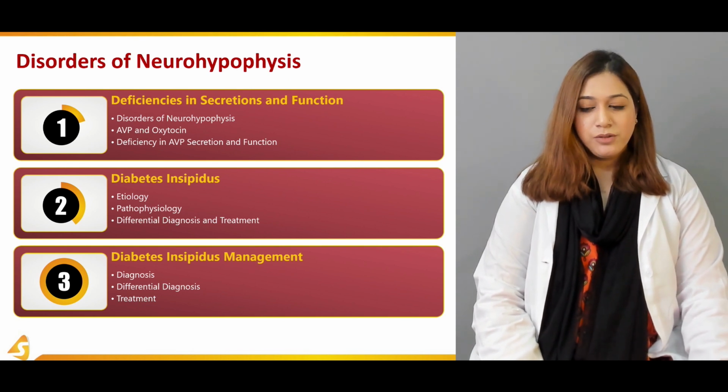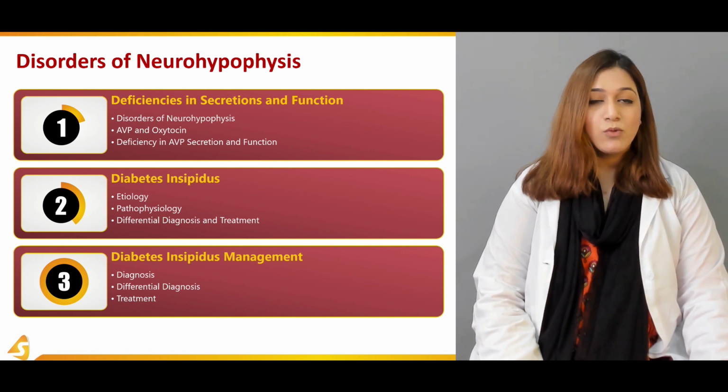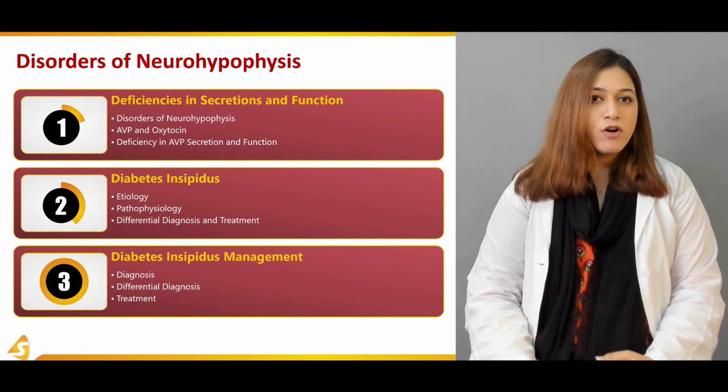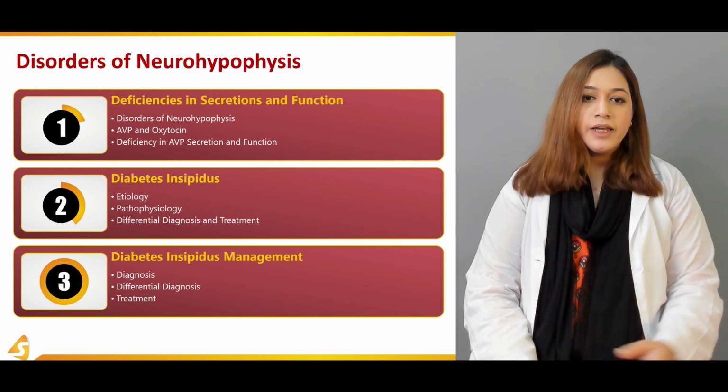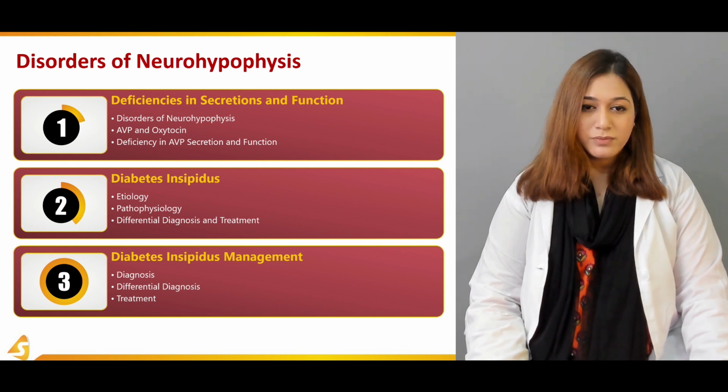In the first section, we will talk about deficiencies in secretions and function. We will see what the disorders of neurohypophysis are, what AVP and oxytocin are, where they are coming from, what their function is, and finally we will see what the deficiency in AVP secretion and function is.